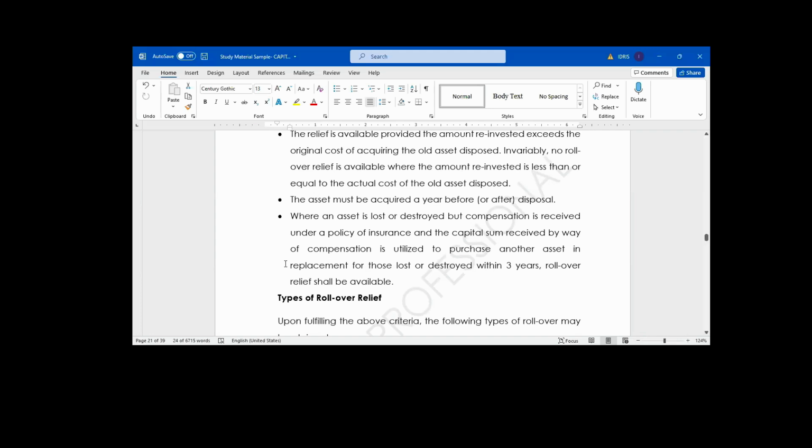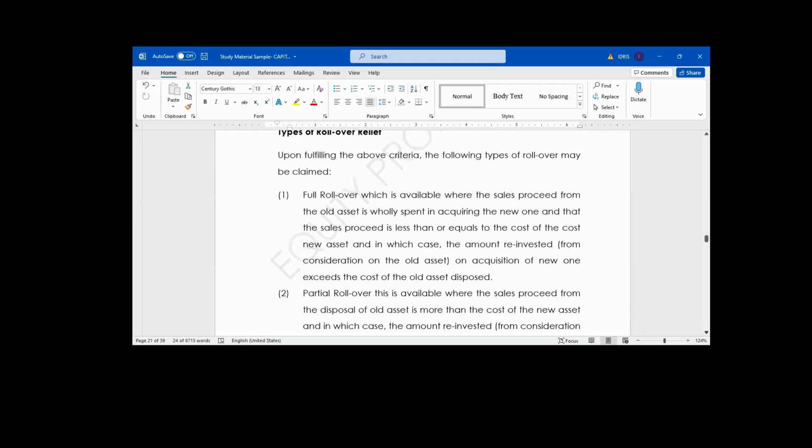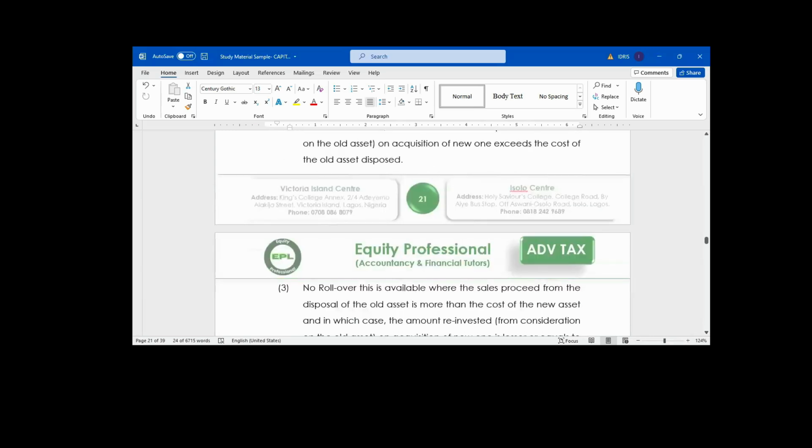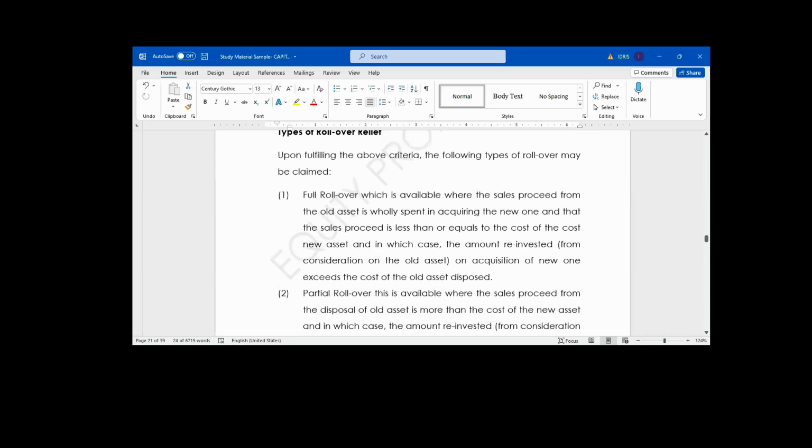Types of rollover. What are the types of rollover that we have? We have full rollover, partial rollover, and the third one is called nil rollover. First one, full rollover. Second one, partial rollover. Third one, nil rollover.